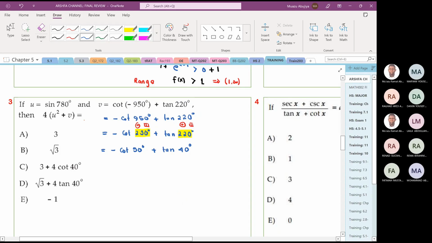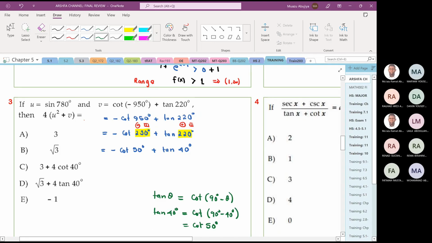Now we have good news, because the angles are now between 0 and 90 degrees, so we can play the game we want to. The angle of 50 degrees is not famous, and neither is the angle of 40 degrees. But we know from the co-function identity that tangent of theta is equal to cotangent of 90 degrees minus theta. In other words, the tangent of 40 degrees is equal to cotangent of 90 degrees minus 40 degrees, which is cotangent of 50 degrees.